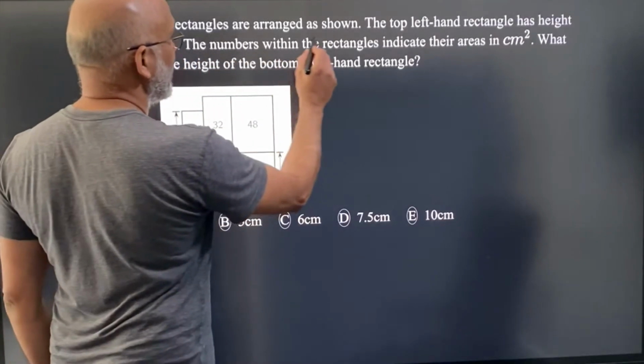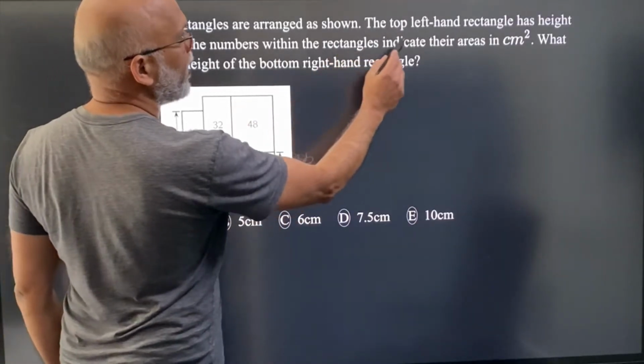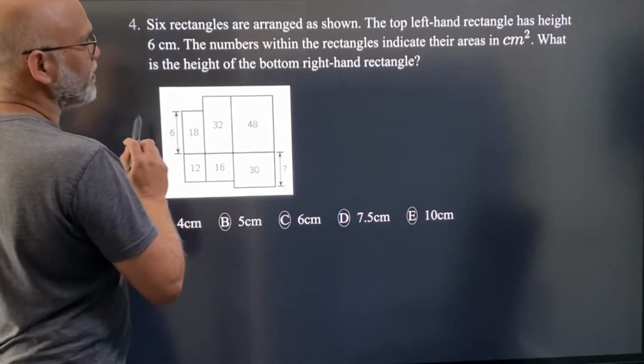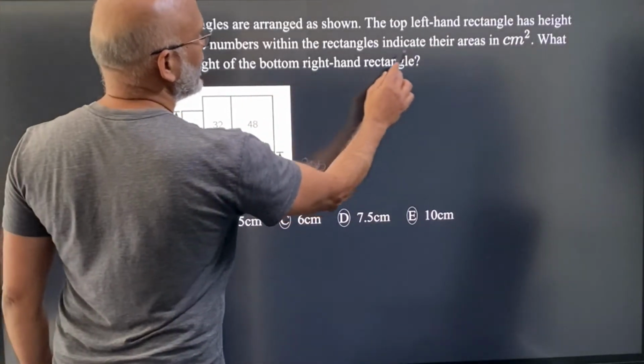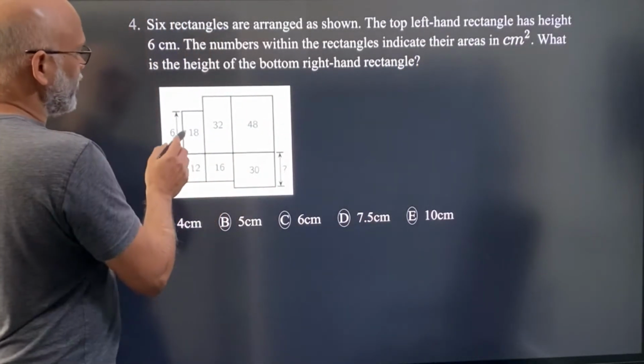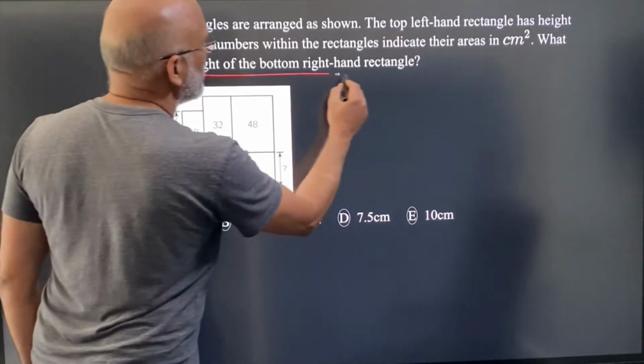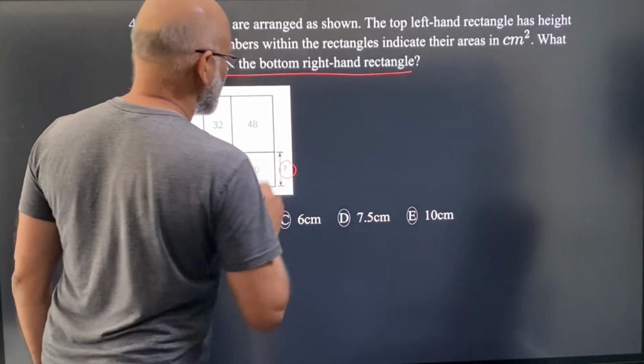6 rectangles are arranged as shown. The top left-hand rectangle's height is 6 centimeters. The numbers within the rectangles indicate their area in centimeter square. So these are the areas. What is the height of the bottom right-hand rectangle? So what is this side?